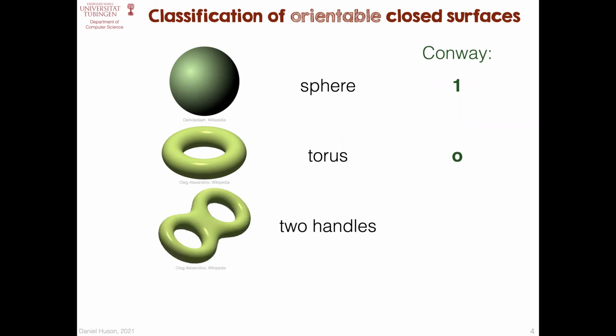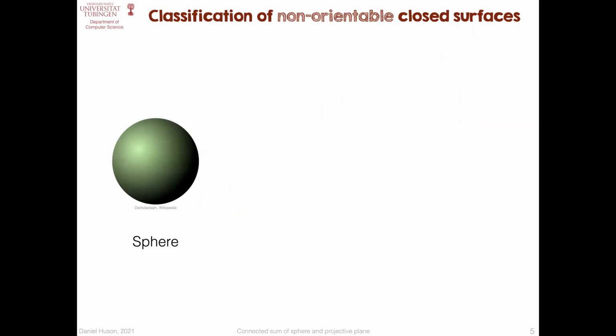A torus with 2 handles, in Conway's notation, is ring, ring. And if you have H handles, then that is designated by H rings. Non-orientable closed surfaces, well, how do we get those? Well, we start with a sphere.